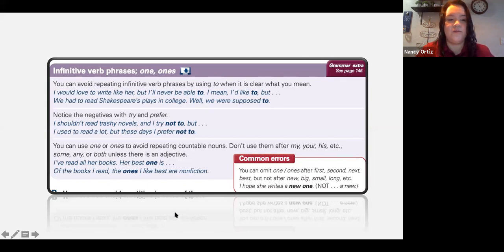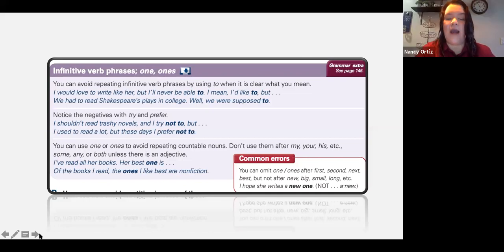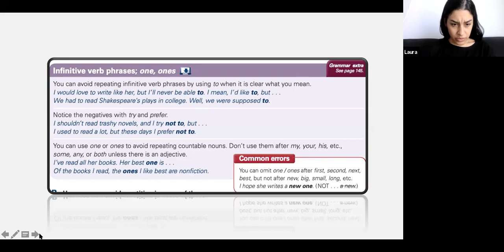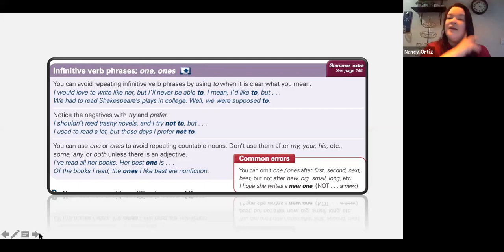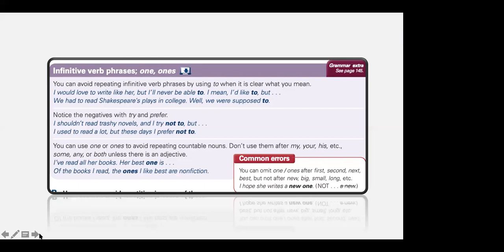Laura, can you please read number 2? Of course. "Of the books I read, the ones I like best are nonfiction." Very good. Why do we use ones here and not one? Because we use ones to refer to the books, but if we repeat "of the books I read, the books I like," it's too repetitive. Exactly. That's why we replace it with the ones. Is it because the first example is singular, and in the second example they are plural? More than one, exactly.